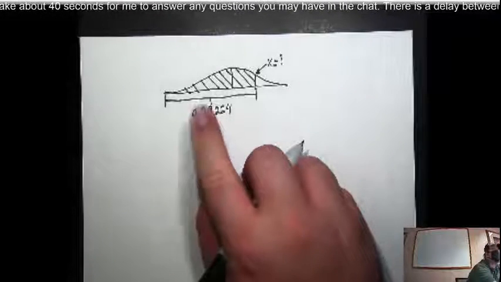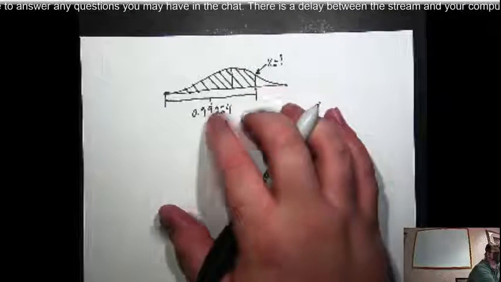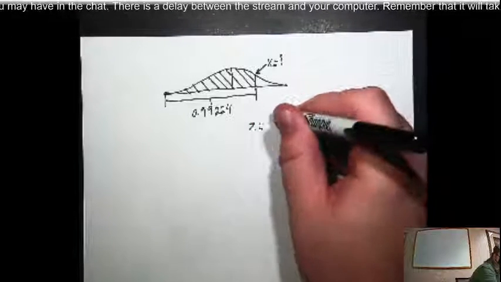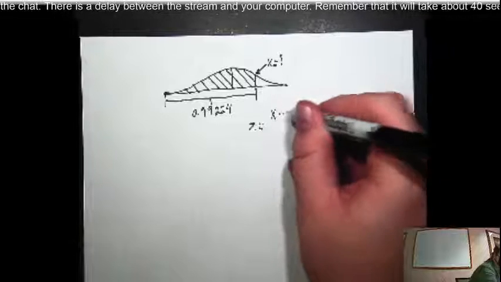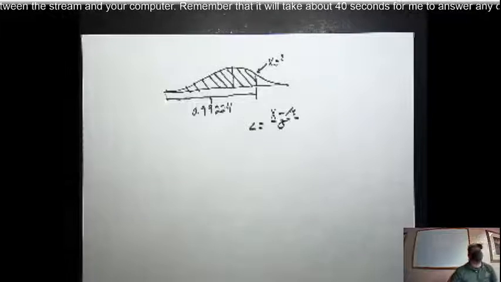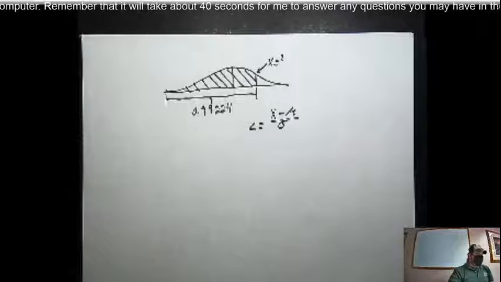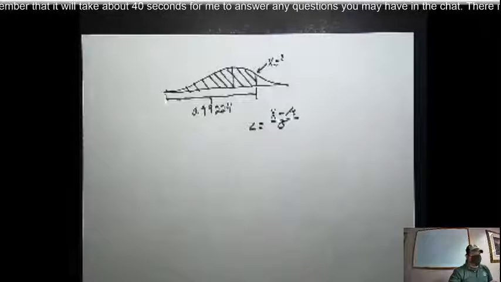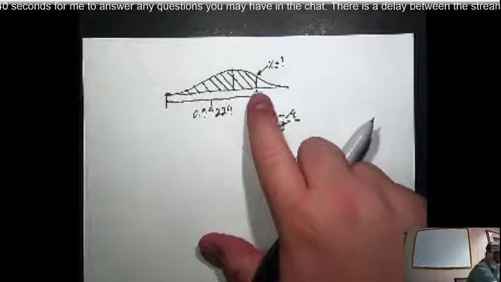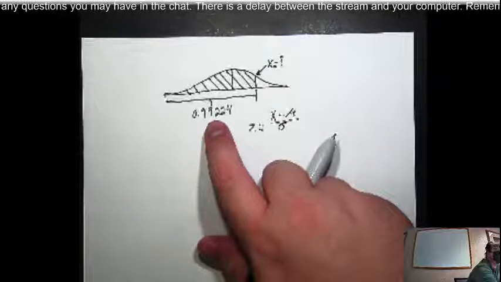Again, we need to find the z-score that represents this probability, because we don't have a formula for probability, we have a formula for z-score. Again, that formula is z equals the x minus the mean over the standard deviation. So let's look and see if we can find a z-score that lines up with 0.99224. Well, this is above our mean, which makes sense. This is a pretty big probability, just over 99%.